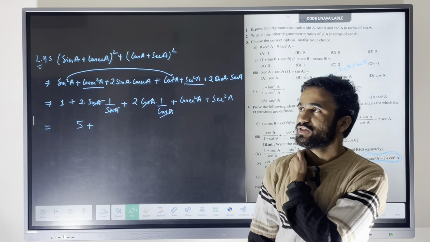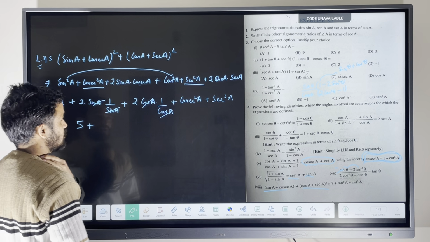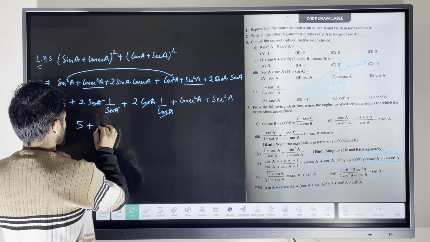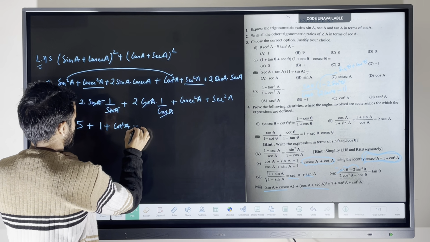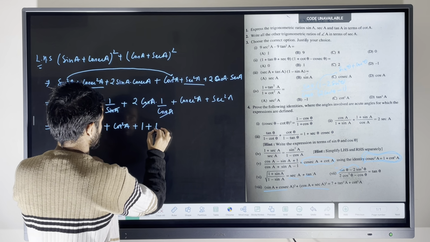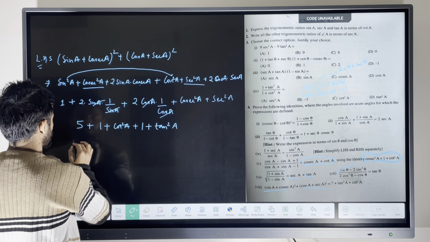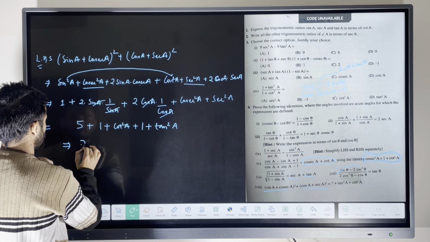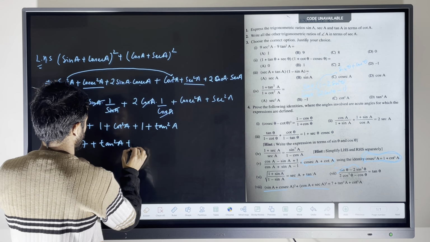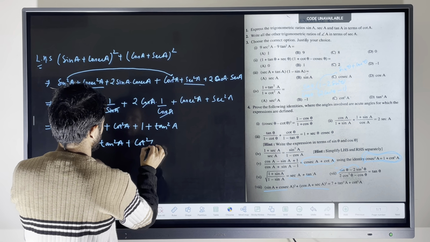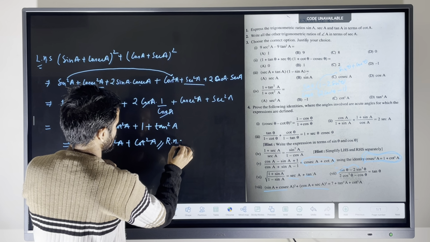What is the identity of sec and cosec? Yes, cosec square a we know is 1 plus cot square a, and sec square a we know is 1 plus tan square a. Now 1 plus 1 plus 5, that will be 7 plus tan square a plus cot square a. I think that is our right hand side. It is our right hand side.